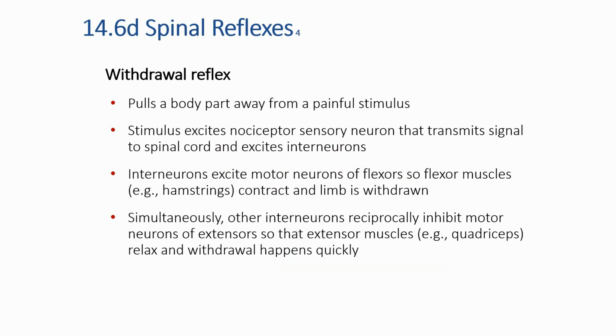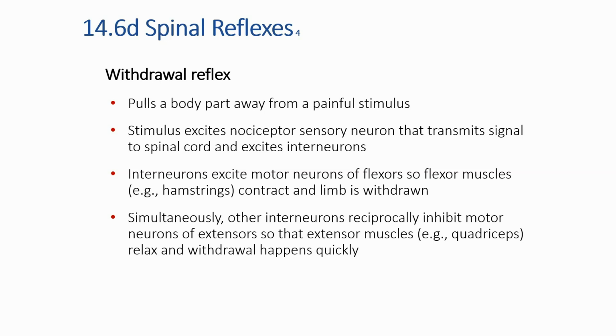Withdrawal reflex is ipsilateral. What happens is that a noxious stimulus occurs on part of the body. The nociceptors are going to send a signal to the spinal cord. That's going to excite some interneurons. And so this is not a monosynaptic reflex. It's polysynaptic because we're dealing with interneurons here. But the interneurons are going to excite the motor neurons of all the flexor muscles.